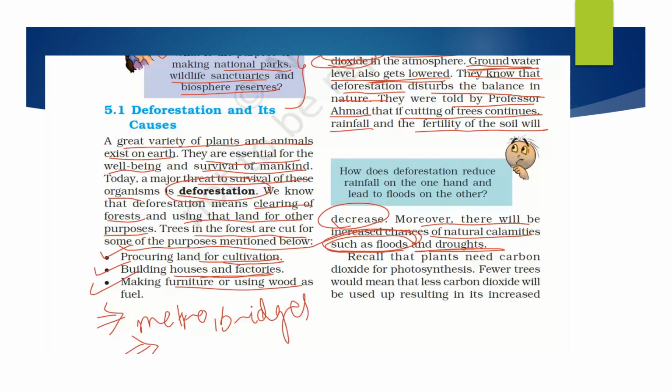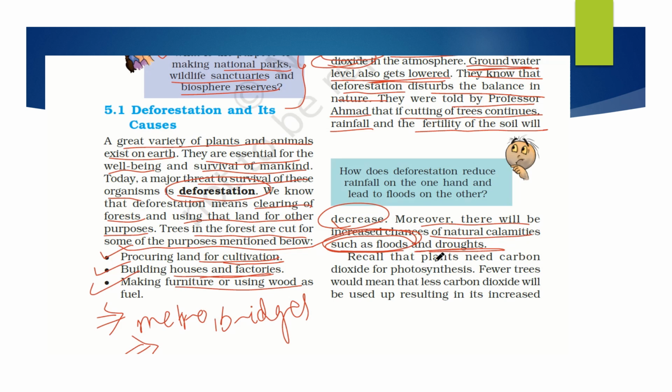Trees are absorbing the water down towards the soil. But as there are no trees, no absorption is there, so the water is fully flowing and flooding area after area. So it's causing severe floods. Whenever you open the news, you can see that several parts of India as well as several parts of the world are flooded due to these natural disasters. If severe rainfall is there, we are unable to control that situation. So floods are happening, and when there is no rainfall, droughts are happening.